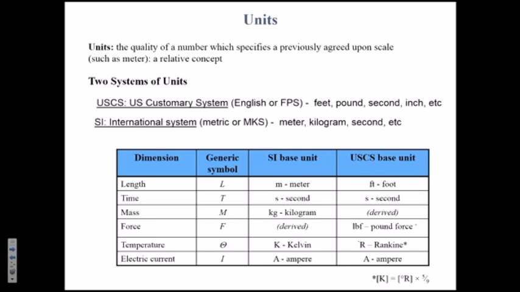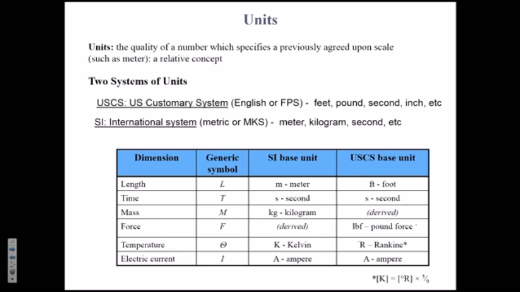There are two systems of units that we mostly deal with. One is the USCS system, which is the US customary system, also known as the English system, although the English really don't use it anymore. It's also called FPS, for foot pound second system. In this country, we mostly say USCS system. And the very popular one is SI, or International System, also known as metric or meter kilogram MKS system, right?